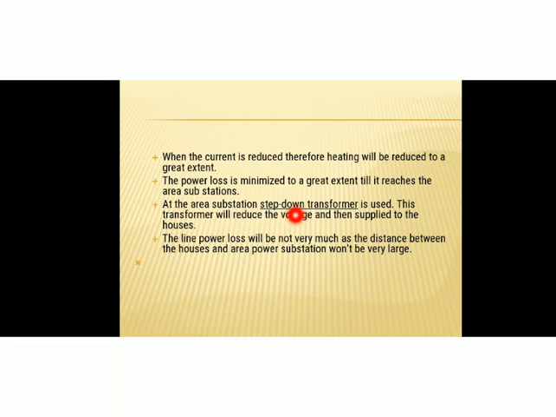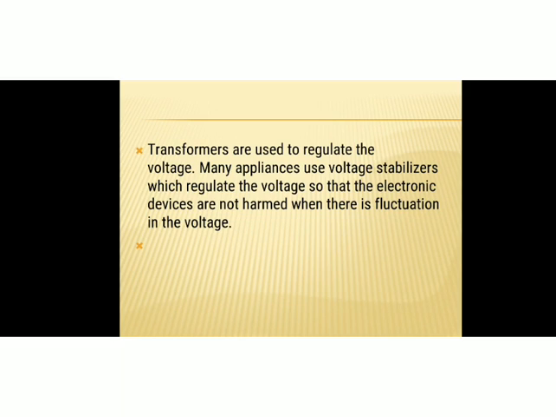At the area substation, the step-down transformer is used. This transformer will reduce the voltage and then increase the current, which is then supplied to the houses. So the power loss will not be very much, as the distance between the houses and the area substation won't be very large. Okay, so transformers are also used to regulate the voltage.